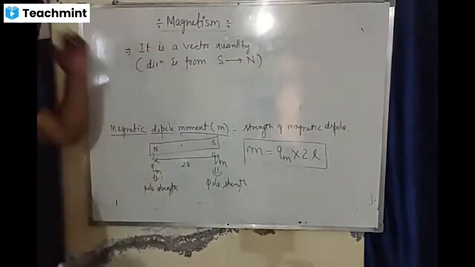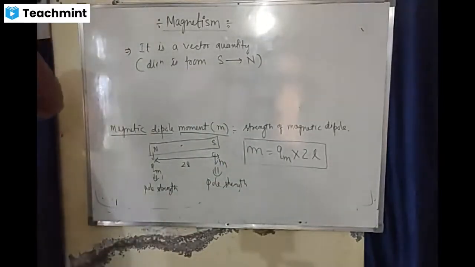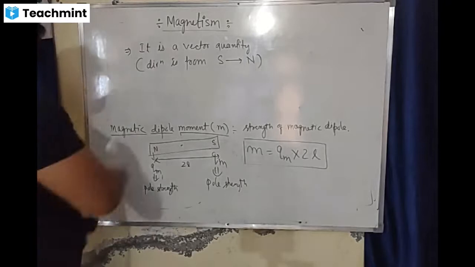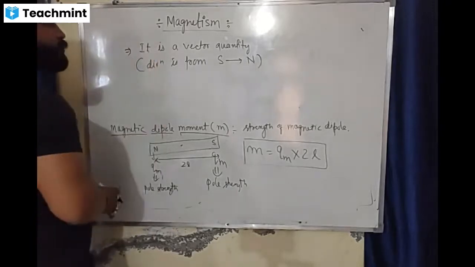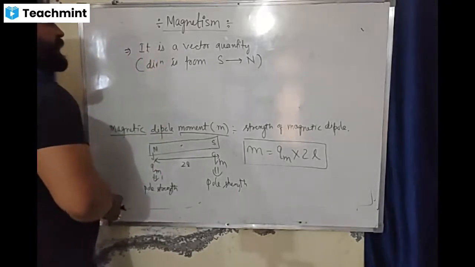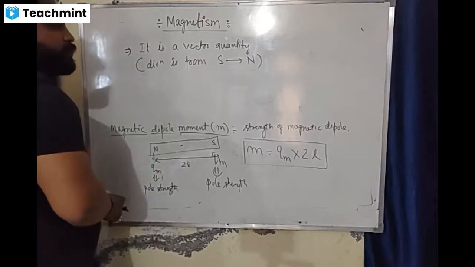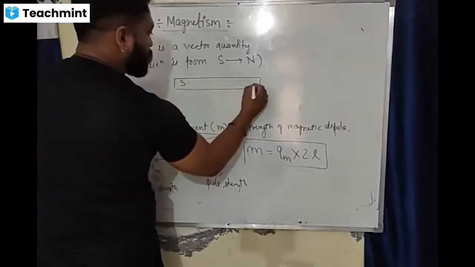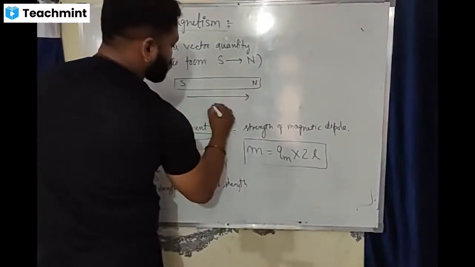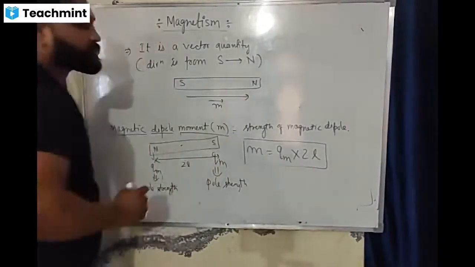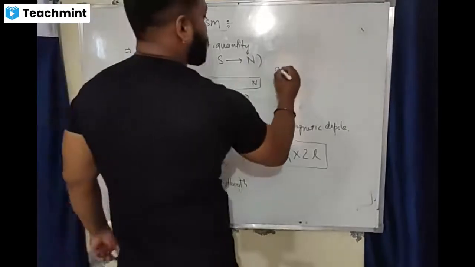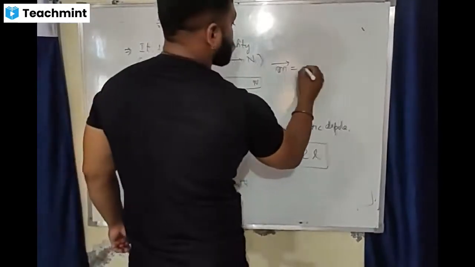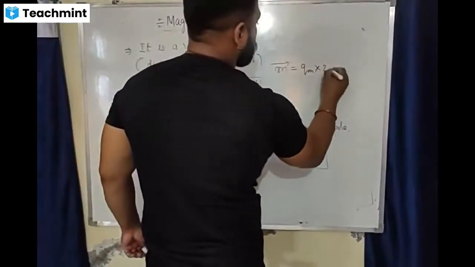The same way, the direction of electric dipole is from negative to positive. So here, the direction of the magnetic dipole moment is always from south to north. If we draw a bar magnet here, this is south, this is north, and this is the direction of the magnetic moment. And now you can write the formula: magnetic moment is equal to pole strength into 2L.